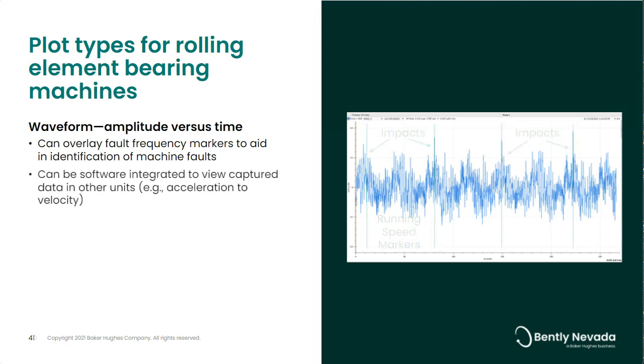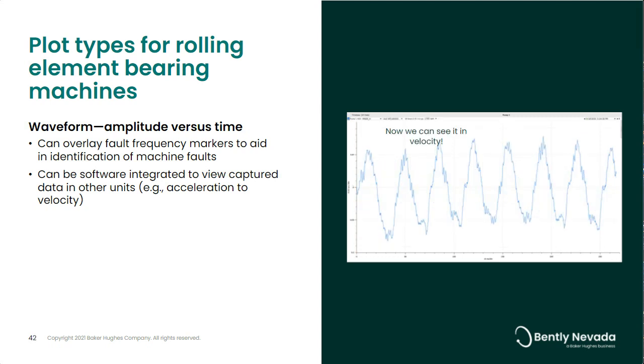Sometimes, it can also be helpful to integrate a sample after it's been captured for diagnostic purposes. By this I mean that if a waveform was captured in acceleration, but we need to view this sample in velocity, we can simply use the software to convert it so that we can see it in that domain. As shown here, we're now viewing this sample in the velocity domain, which can be helpful when trying to diagnose faults like misalignment, for example.